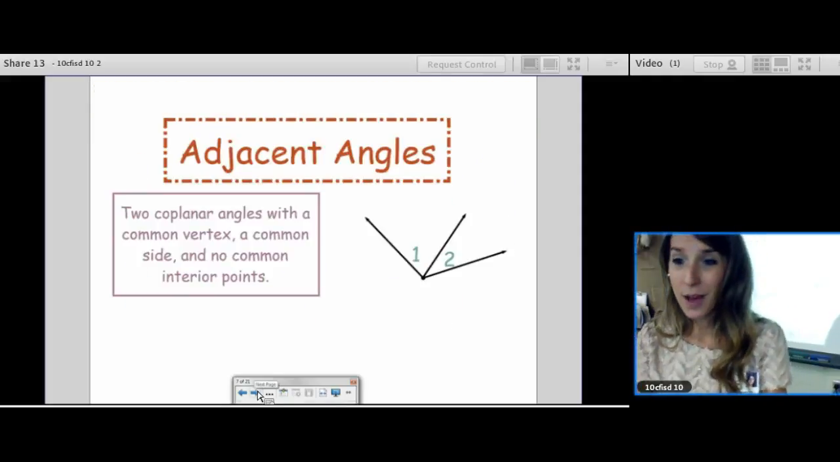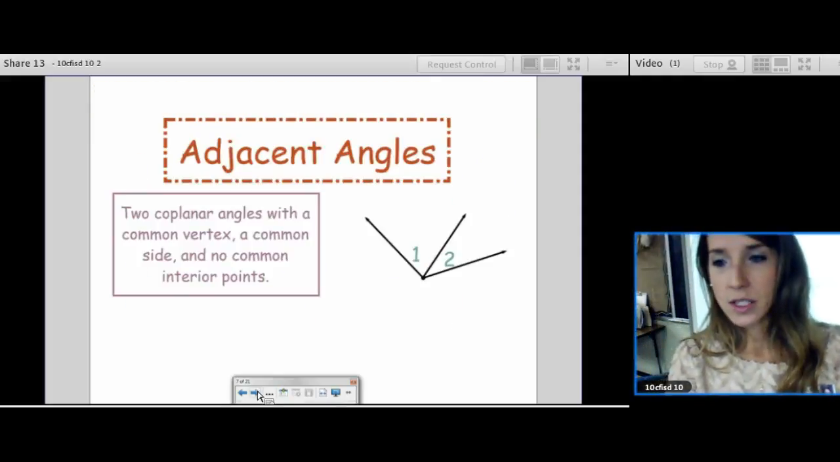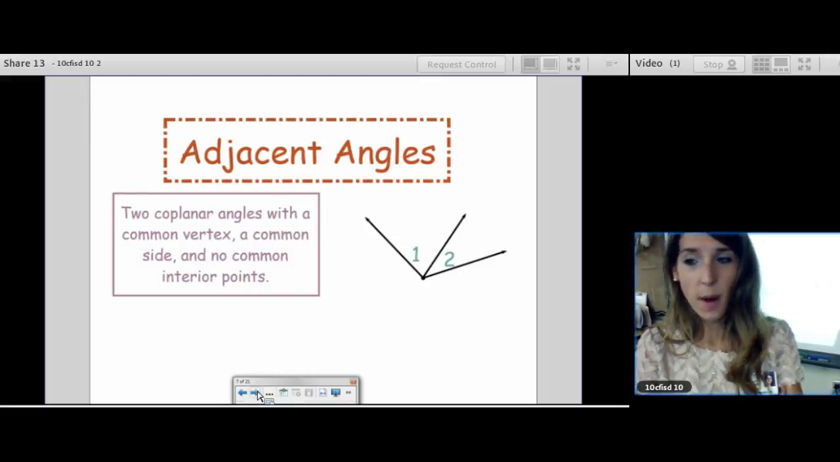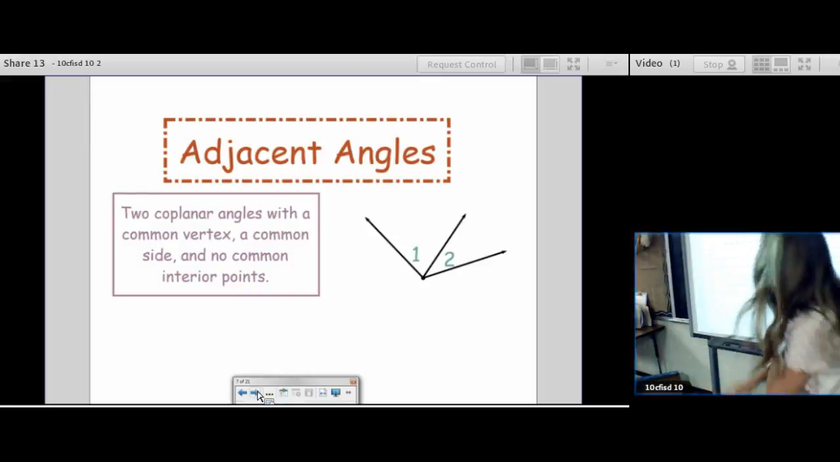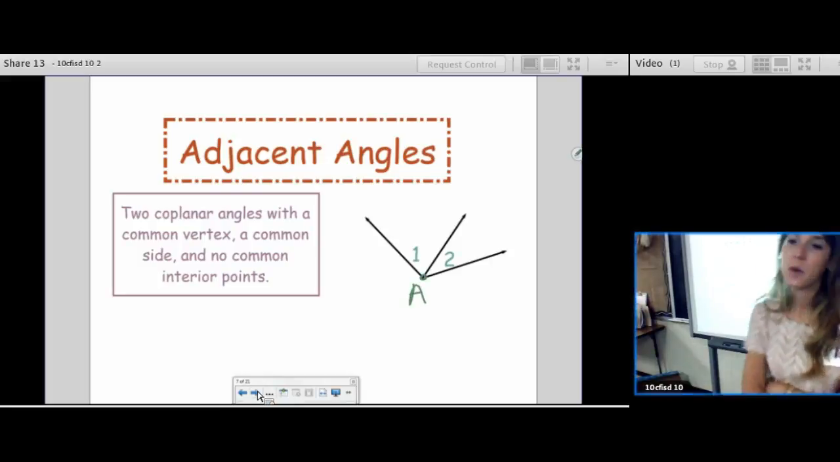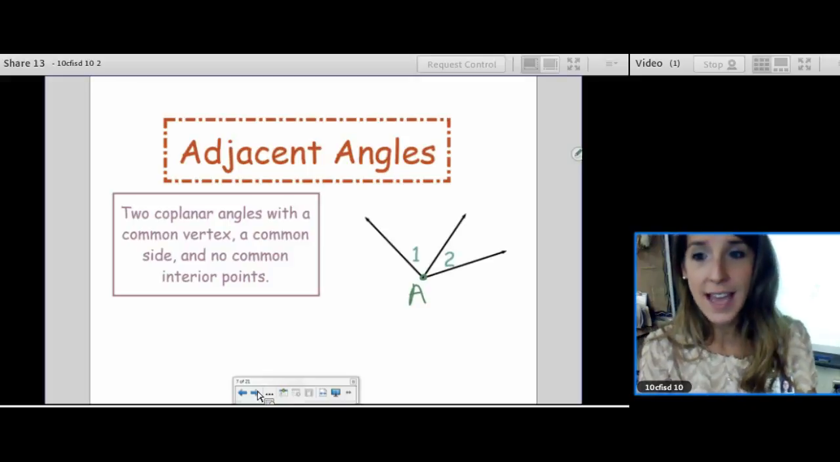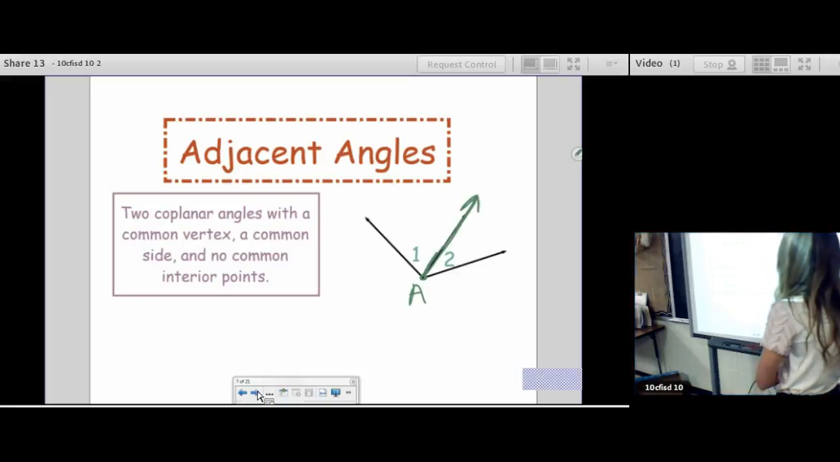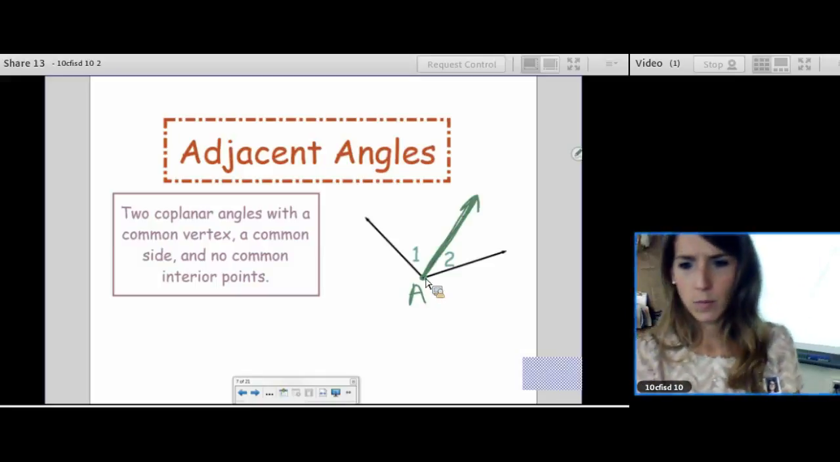This is already in your vocab notes. Adjacent angles are angles with a common vertex. Let's stop right there. What does that mean? A common vertex, so I'll call it A. Angles 1 and 2 both have vertex A. They even have a common side. Now, what is the side of an angle? What vocab word?